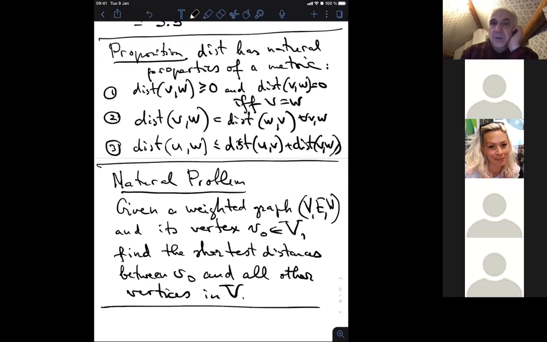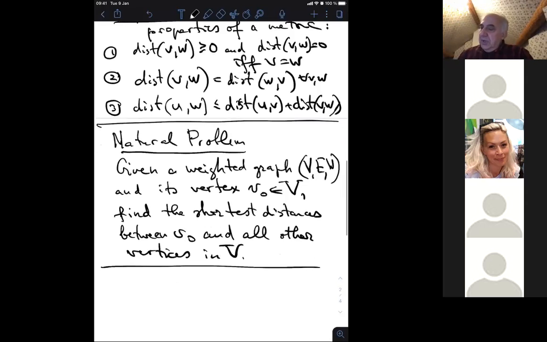So I'm giving you a graph, and I'm choosing some vertex. Say I have a traffic net of Sweden, and I'm saying you start at Västerås. Can you determine what is the best way to go from Västerås to all other major cities in Sweden, for example?